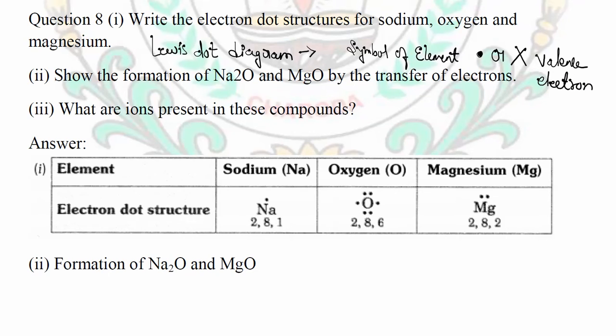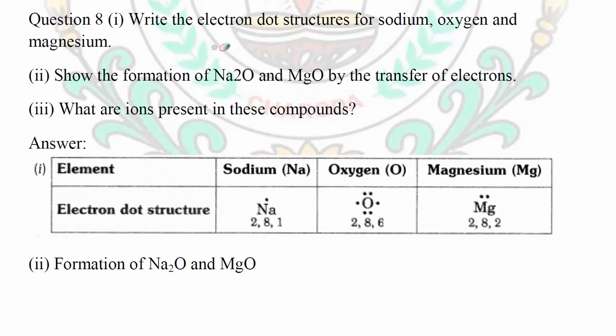So let's represent the Lewis dot diagram for sodium. Sodium's atomic number is 11. Its electronic configuration will be 2, 8, 1.